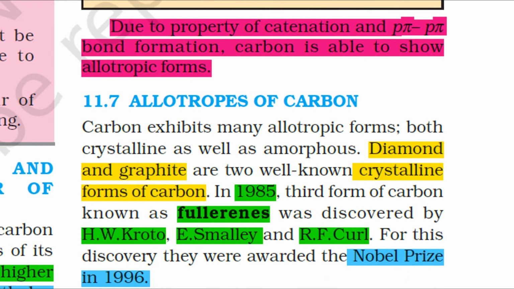So next is 11.7, allotropes of carbon. Here we are going to see 3 allotropes of carbon, that is diamond, graphite and fullerene. Diamond and graphite are crystalline forms of carbon and fullerene is the amorphous form of carbon. Fullerene was discovered in 1985 by H.W. Kroto, E. Smalley and R.F. Curl, and they won the Nobel Prize in 1996 for this.